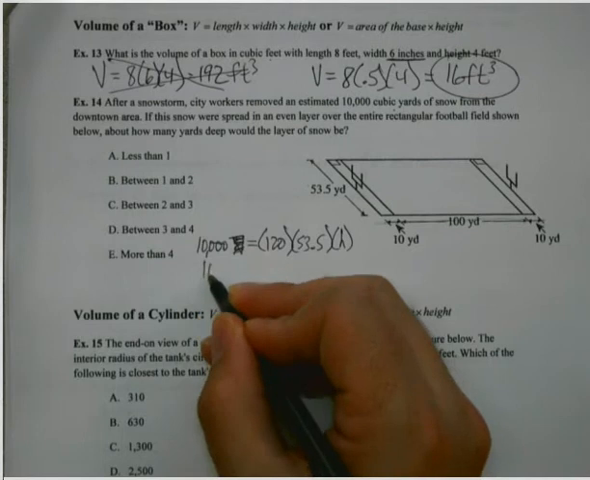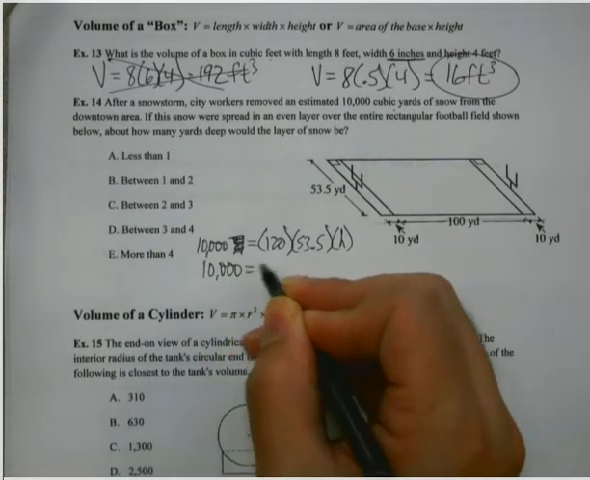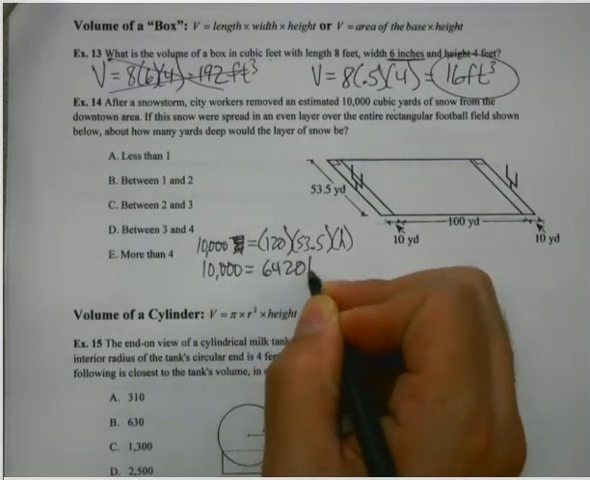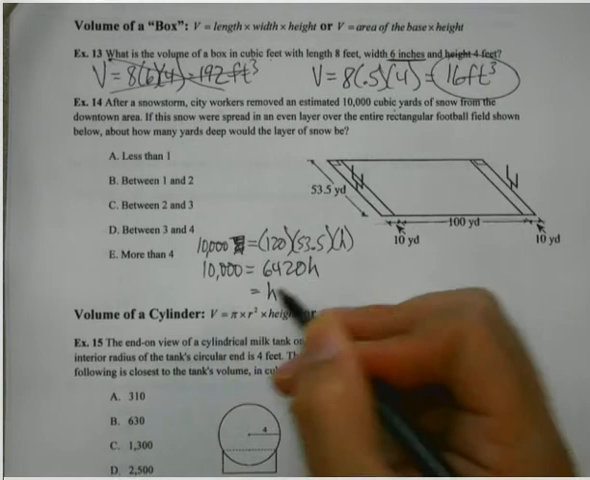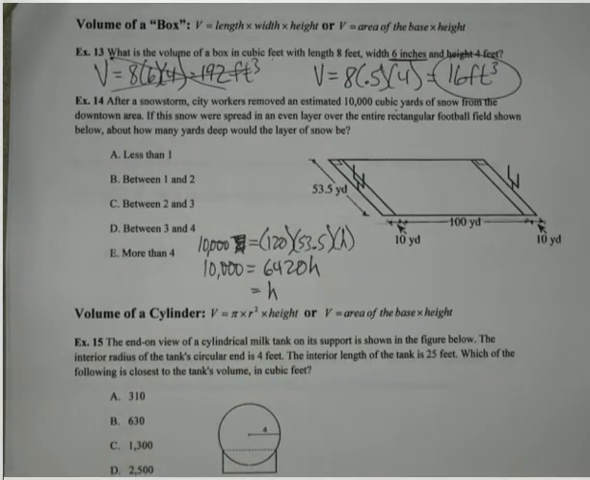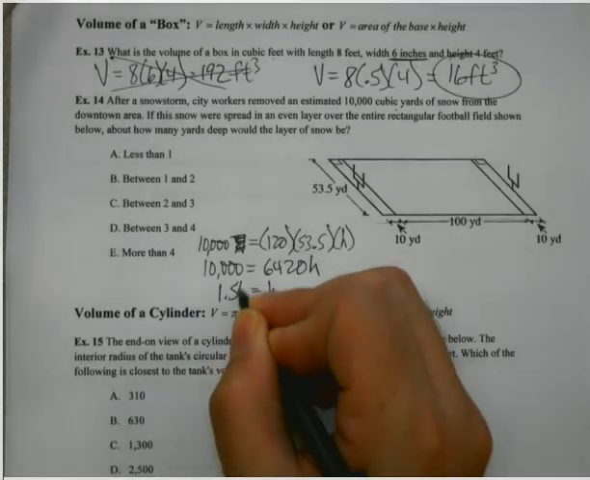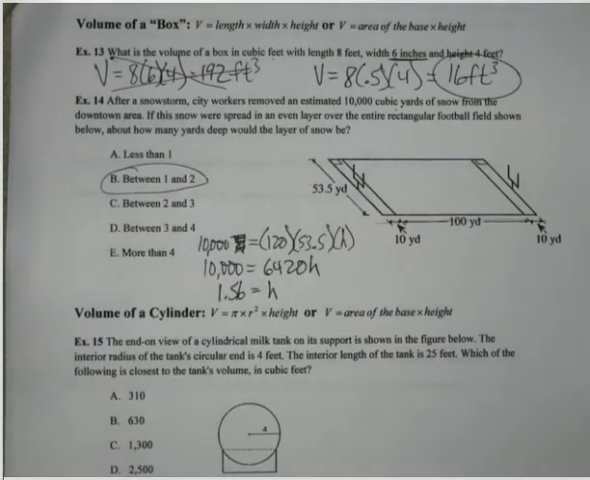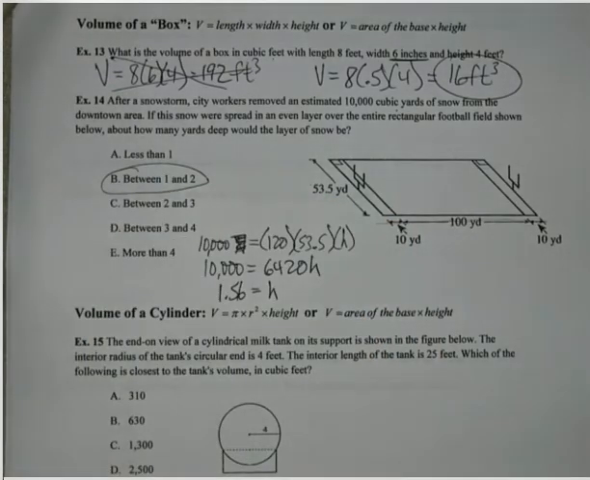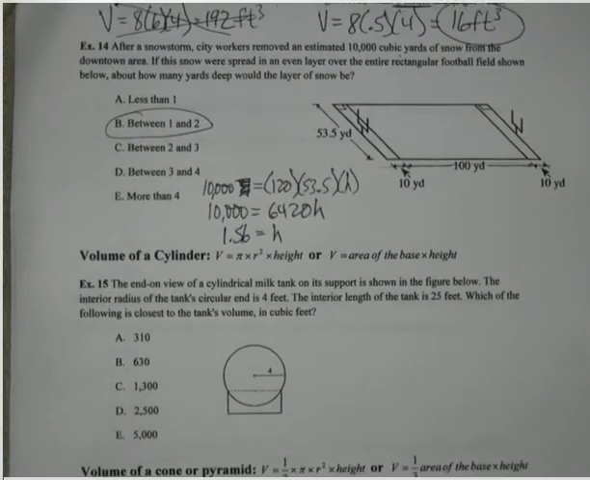So we've got 10,000, our volume, equals 6420 once we multiply that together. And if we do 10,000 divided by 6420, we get 1.557, or about 1.56, and since we're just approximating, it's between 1 and 2. Okay? So again, just take the information and plug it in, but you have to know the formula to get there.